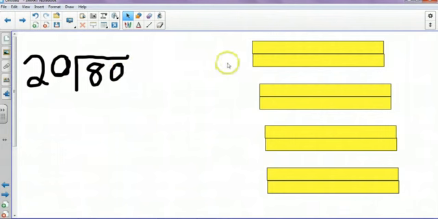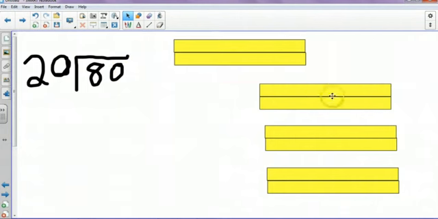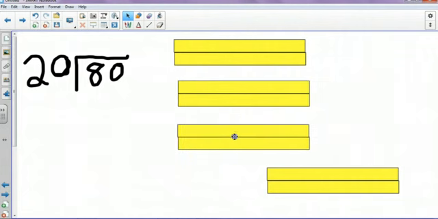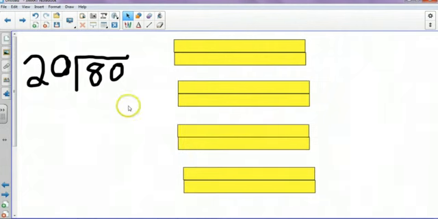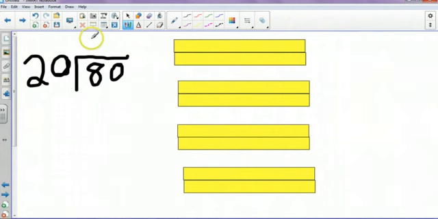So let's figure out how many groups of 20 go into 80. We have 20, 40, 60, 80. So let's count the number of groups. We have 1, 2, 3, 4. So 20 goes into 80 4 times. And if we wanted to do this out the long way, we just go, how many times does 2 fit into 8? Again, we have 4, using our manipulatives. So we would write 4 right at the top.